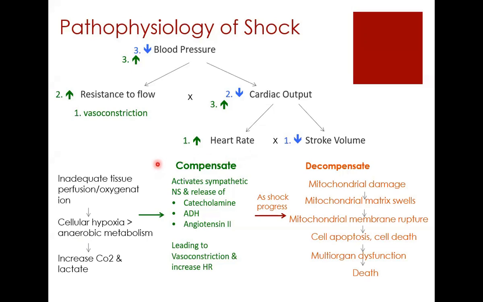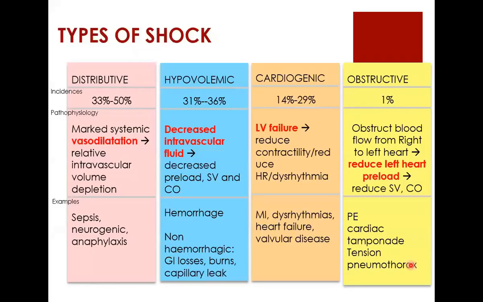Okay, first our body will try to compensate by activating the sympathetic nervous system and also release catecholamine. It will also release ADH and angiotensin, which try to retain fluid in our body and subsequently lead to vasoconstriction and increase our heart rate. So blood pressure will try to increase in the first stage. But as the shock progresses, if nothing is done, the body will become decompensated and cells will die, leading to multiple organ dysfunction.